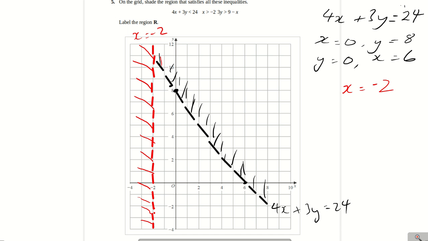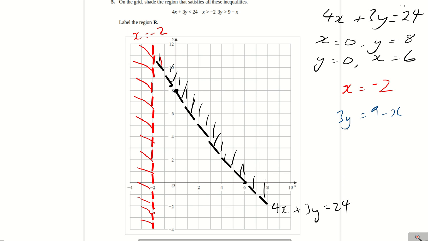Okay, and finally we've got the line 3y equals 9 minus x, and the inequality is 3y is greater than 9 minus x. So when we've drawn the line, which is going to have to be a dashed line, the points above that line are the points that we want. So the points below the line are going to be the area that we have to shade.